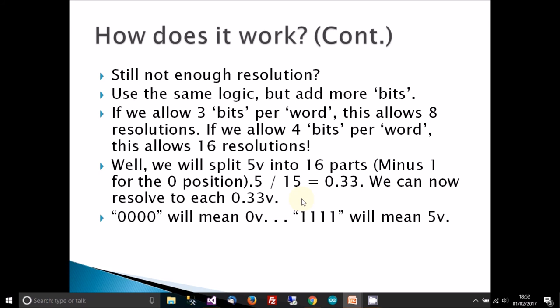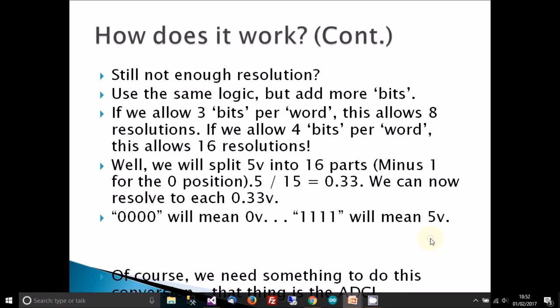So now, going back to the binary, we've got binary 0000, 0001, 0010, 0011, etc. All the way up to 1111, which I believe is called full-scale deflection. So here are our words now. You can see we've got a lot more resolution now. We've got 16 potential values to transmit.